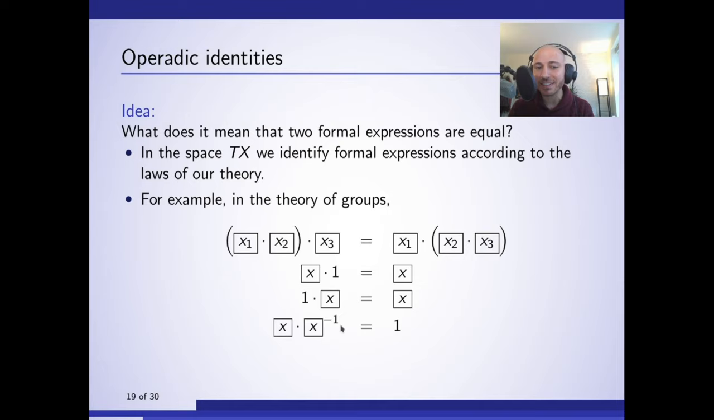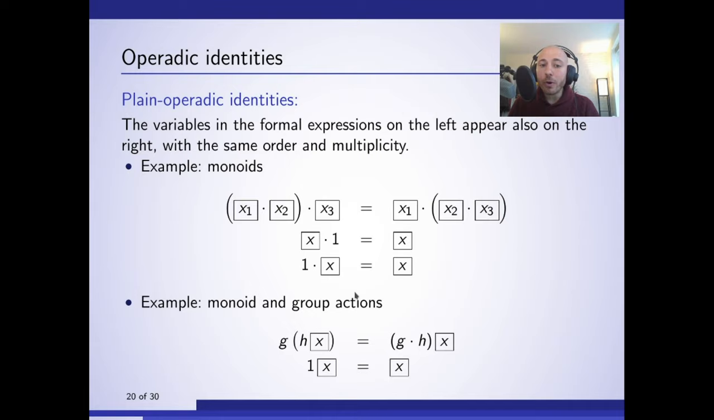But we set them equal. Okay, we want them to be considered as equal, okay? So these are the identities of our theory. Now, for a plain operatic identity, it's called like this because in the finite tree case, this makes our theory presented by an operad, like by a plain operad, for the people who like operads.